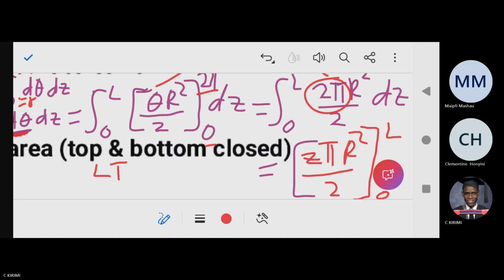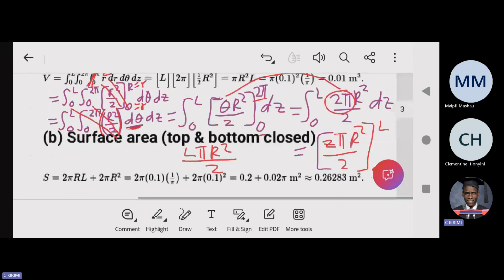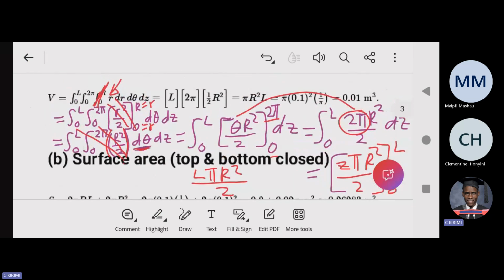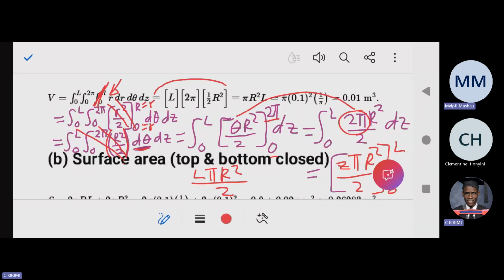Pi r squared over 2. The 0 is just subtracted. So that answer which is there, which is this one, which is there on top. Any question there? This answer which we have got here is this one. It's just the way, just subtracting it bit by bit.